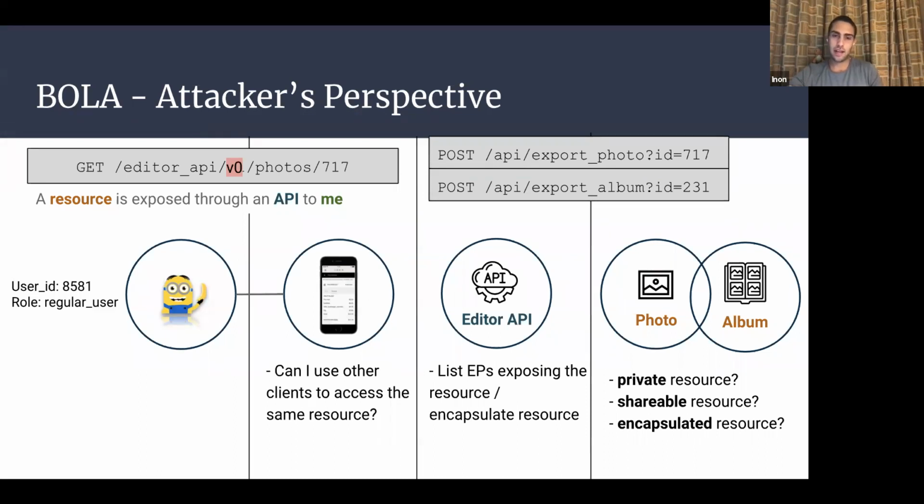When you talk about the clients, you can ask yourself, can you use other types of clients to access the same resource? So many times you can see in APIs that they have many types of clients, and each client might access a different API. So if the web application would access API/export album, the mobile application might access mobile/get photo/717. So I encourage you as a pen tester to try to understand all the client types that can have access to this application and to use all of them, because many times they use different APIs or different API endpoints.